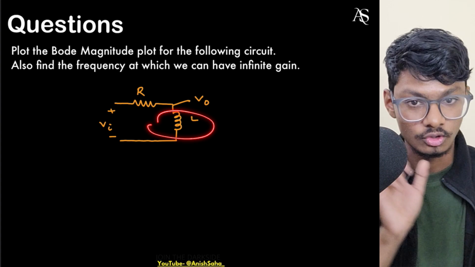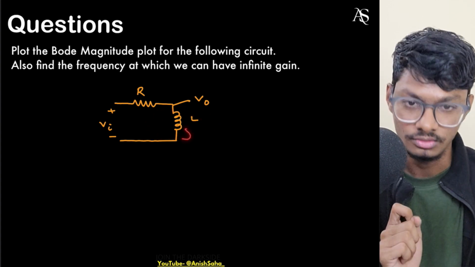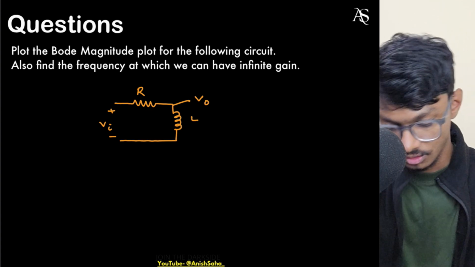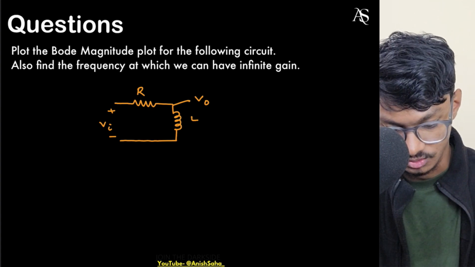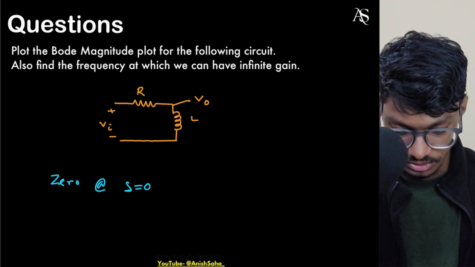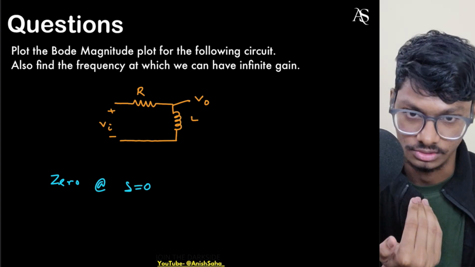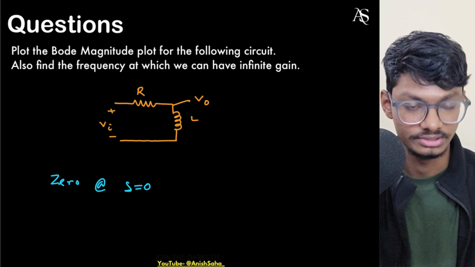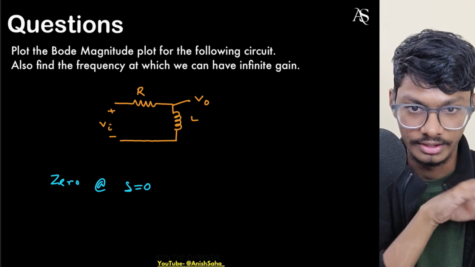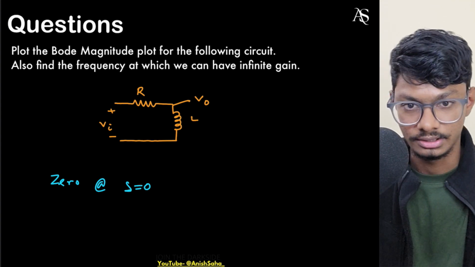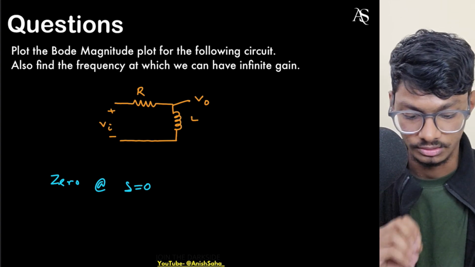Can we short the output? Yes, at s equals 0 this goes to 0, so we can short the output at s equals 0. So obviously we have a 0 at s equals 0. This is the first thing: we have a 0 at s equals 0. Now if you have a 0 at s equals 0, then DC gain is 0, so that is gone. With DC gain we used to find the value of A, but now we can't, so we have to make other arrangements. We'll see about that later.